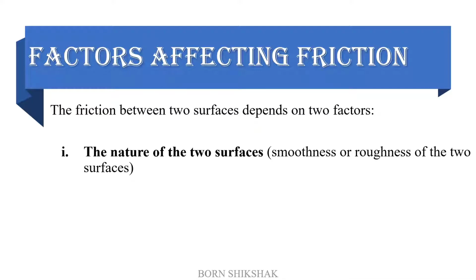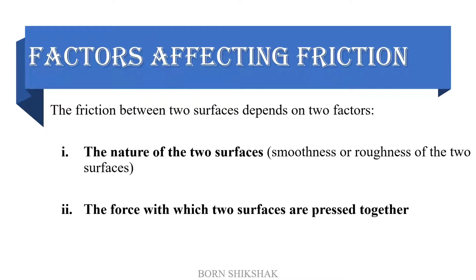When the two surfaces in contact are smooth, then the friction between them will be small because the interlocking of smooth surface is less, and when the two surfaces in contact are very rough, then the friction between them will be very large because interlocking of rough surface is too much.